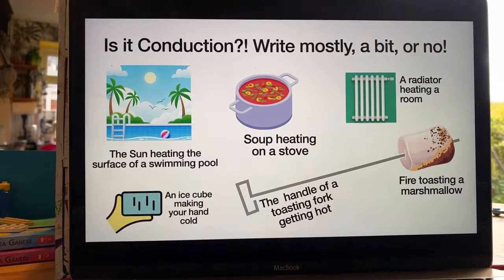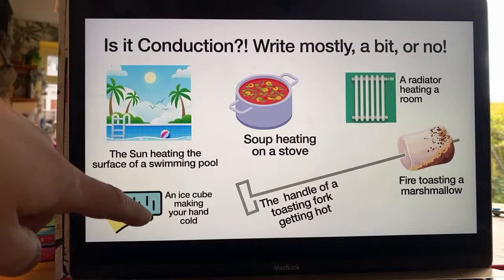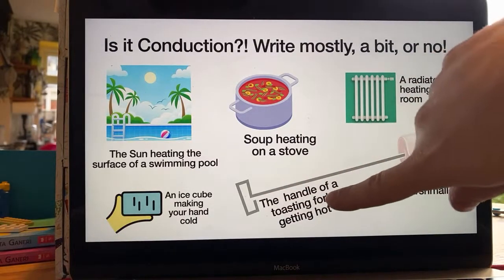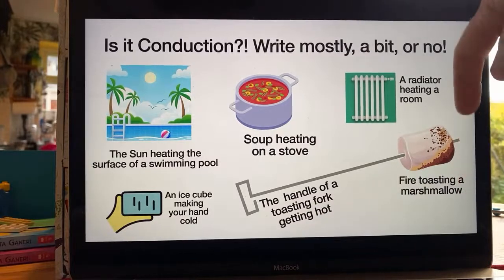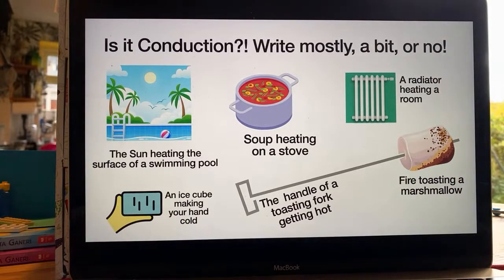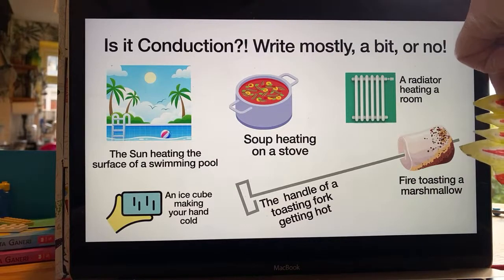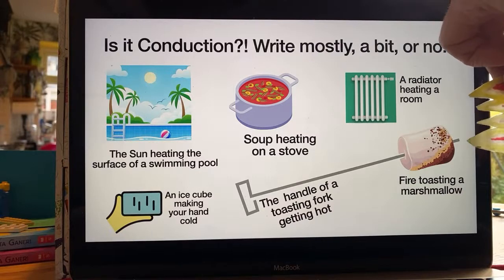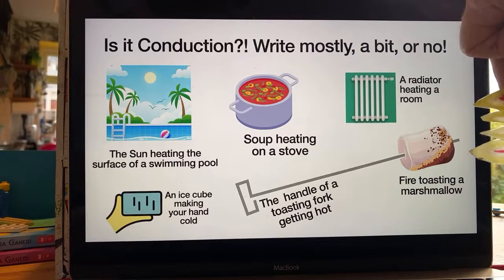Soup heating on a stove, is that conduction? Mostly, a bit, or no? A radiator heating a room, is that conduction? An ice cube making your hand cold, what do you reckon? The handle of a toasting fork getting hot, and if you imagine this fire over here, I've got some Lego Story Time fire, here we go. If you imagine this fire all the way over here, that marshmallow getting toasted, is that conduction? Mostly, a bit, or no?